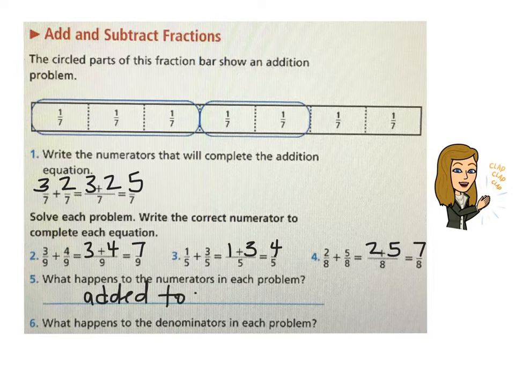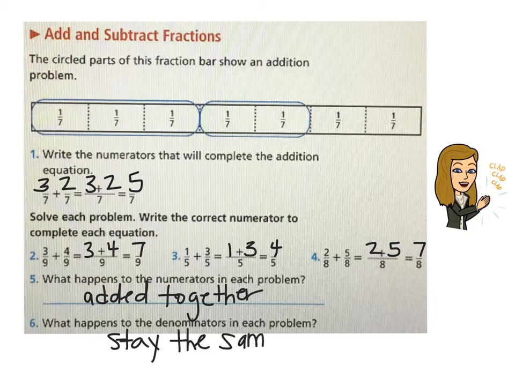That's the key thing to remember: you're only working with the numerators when you're adding fractions that have the same denominator. Then what happens to the denominators in each problem? The denominators always stay the same. So if they're both 8ths, you leave them as 8ths. If they're both 7ths, you leave them as 7ths, and so on and so forth. The denominators stay the same in your answer.